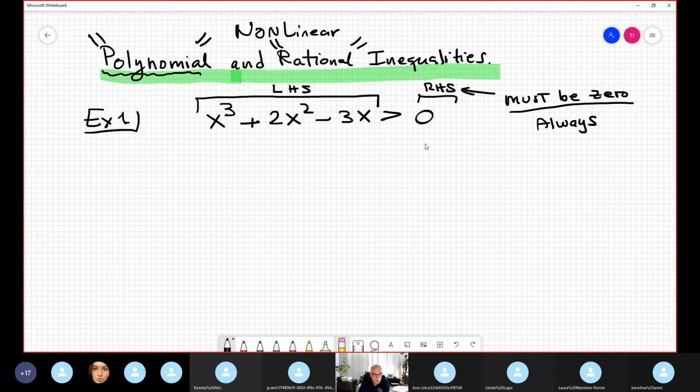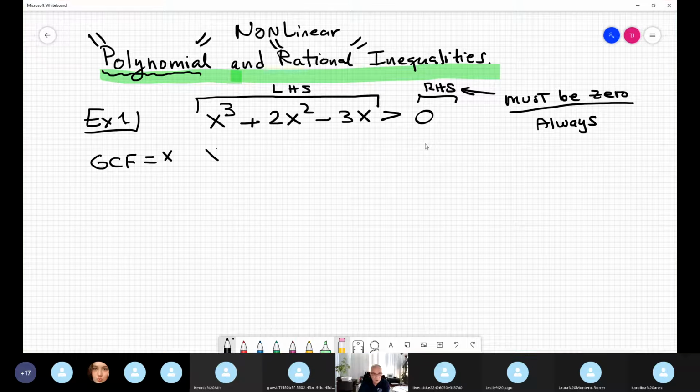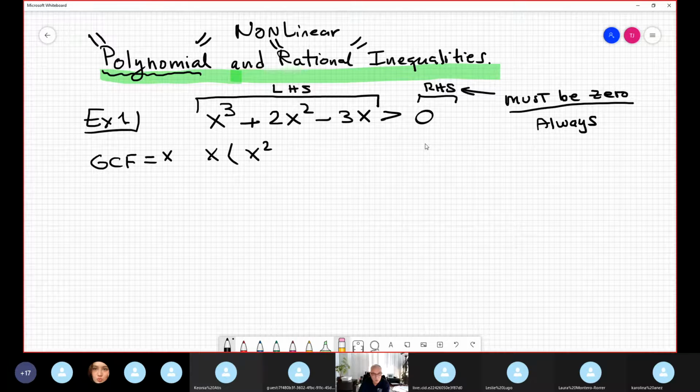I saw that the GCF is x because every term contains x: x cubic, x squared, x to the 1. The GCF is x. And we have x squared plus 2x minus 3 greater than 0. And that's it. No. We can do trinomial factorization. So the GCF stay here, bring down.